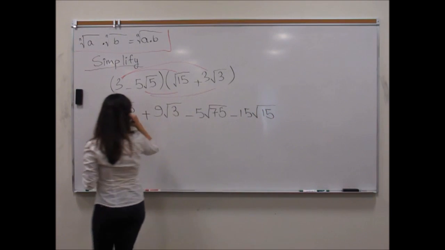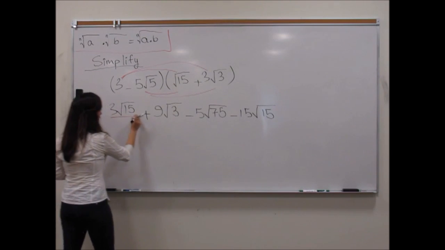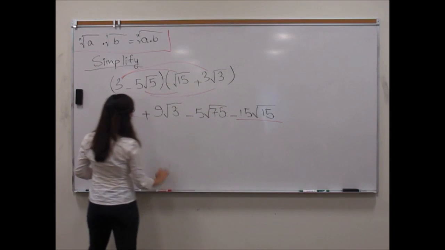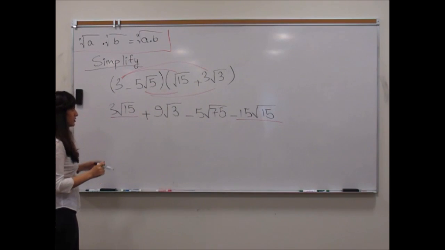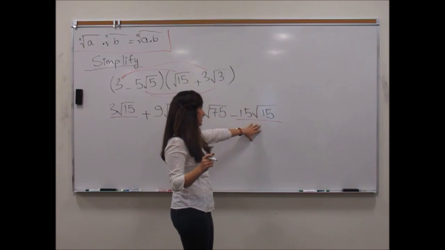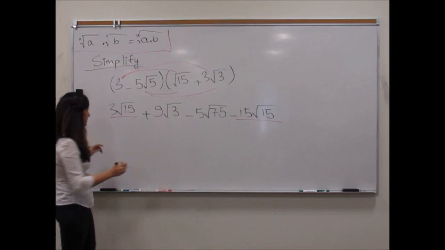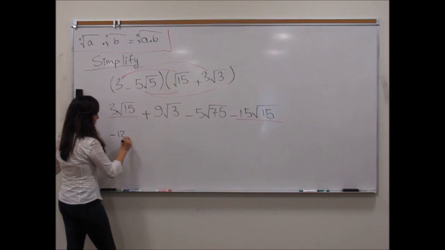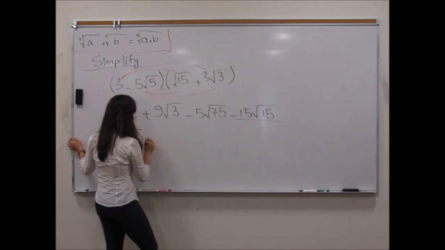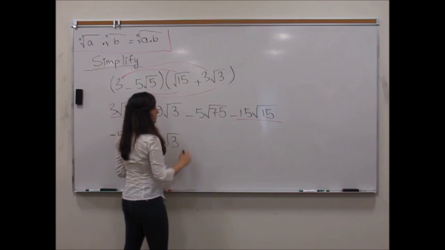So 15 rad 15. The like terms here are this one and this one, -15 rad 15 and 3 rad 15. So this is like 3 of something minus 15 of something. So that gives me -12 of that something. So I keep the -12. I write the -12 rad 15. And then this one, I just write it like this, 9 rad 3. And then for this one, 75.